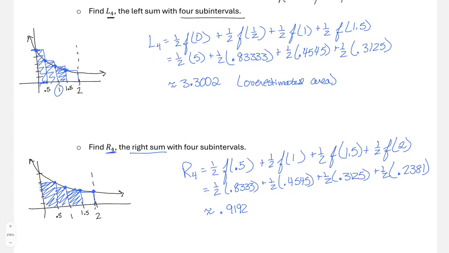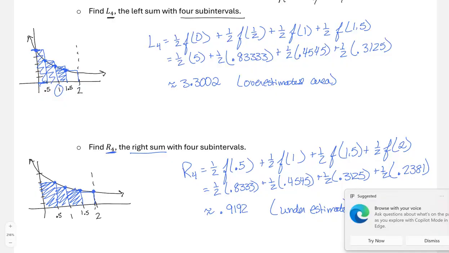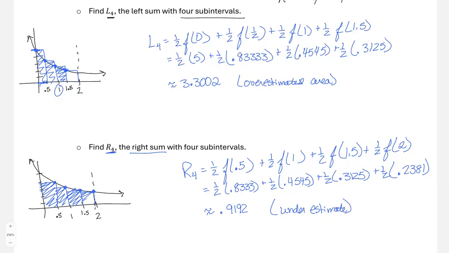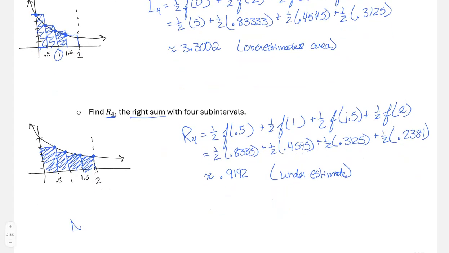0.9192. And you can see how this is going to underestimate what's going on with that. So we know the actual area has to live between these two values.